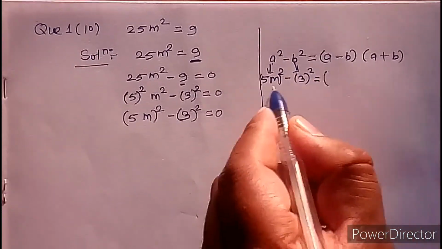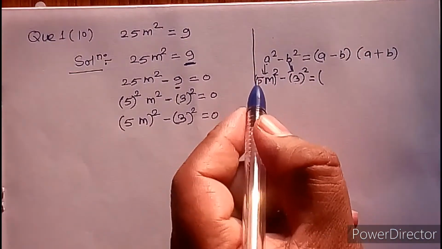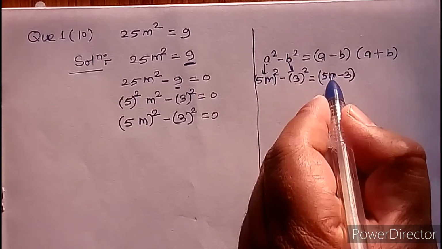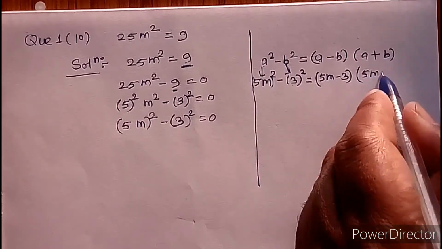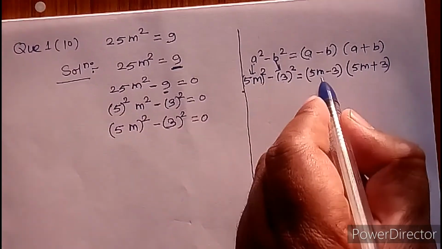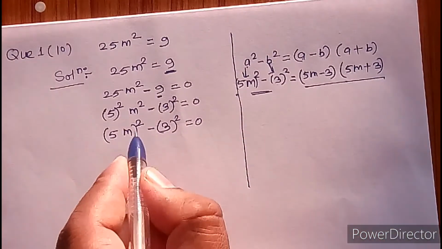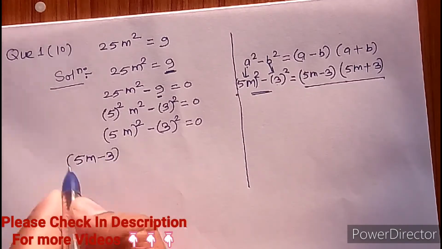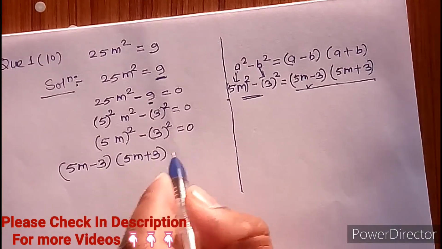Therefore put 5m instead of a and 3 instead of b. The factors of this will be 5m minus 3 and 5m plus 3. So 5m square minus 3 square can be written as 5m minus 3 into 5m plus 3 equals 0.